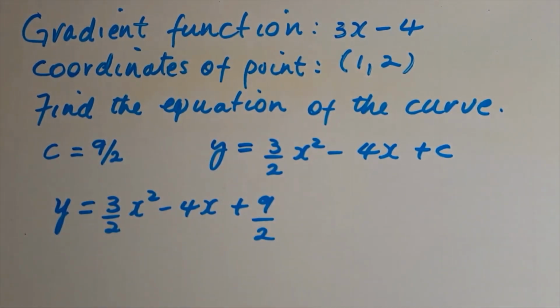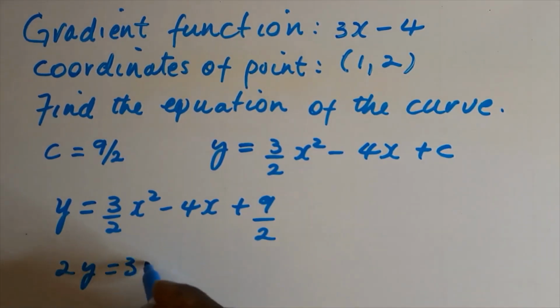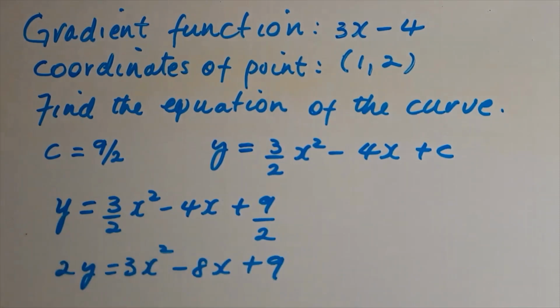But alternatively, you can write it in a non-standard form. We multiply both sides of the equation by 2, so 2y is equal to 3x squared minus 8x add 9. Just a neat way of writing it by removing the fractions. So it's either the standard form, or the non-standard form, 2y equal to 3x squared minus 8x add 9.